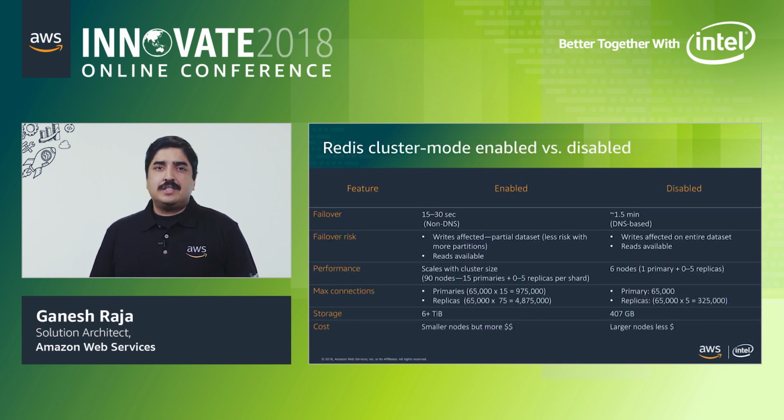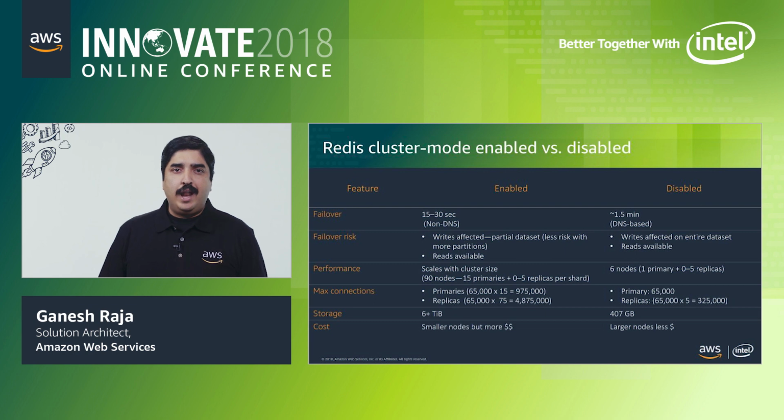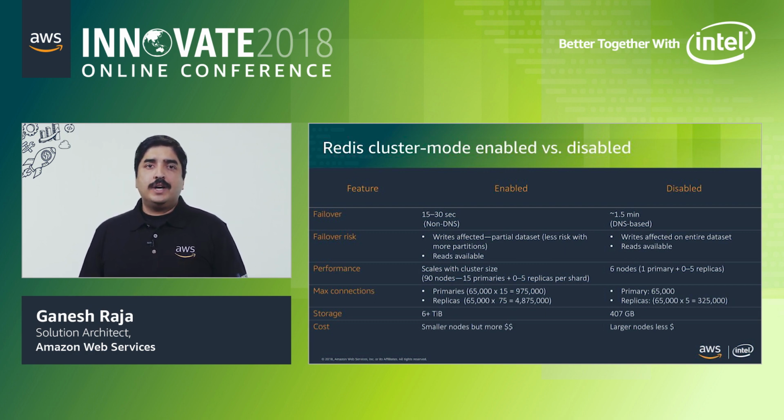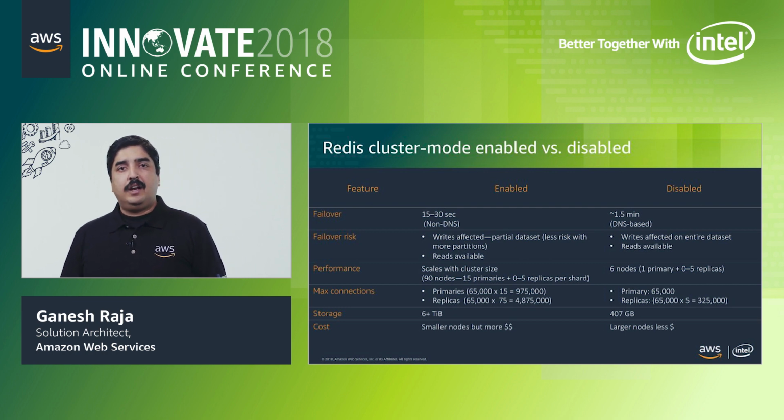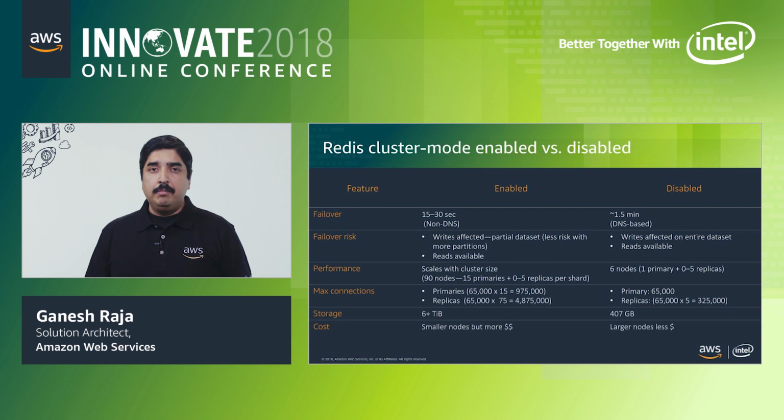Now there are other differences. So let us recap a few other things between cluster mode enabled and disabled. From a failover standpoint, because there is no DNS involved, cluster mode enabled is much faster. So if you care about failover speeds, then cluster mode enabled makes a lot of sense, because a failover may take somewhere in the neighborhood of 15 to 30 seconds. And remember, this is on an individual shard. So imagine you have 3 shards and you had a failure on one of them. Only 33.3% of your data is affected. And if you wanted to reduce that blast radius even further, all you would do is add additional shards.